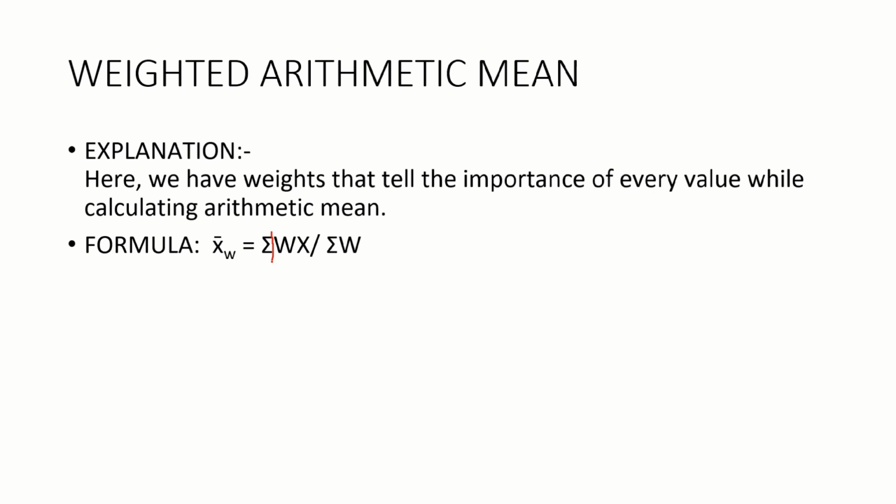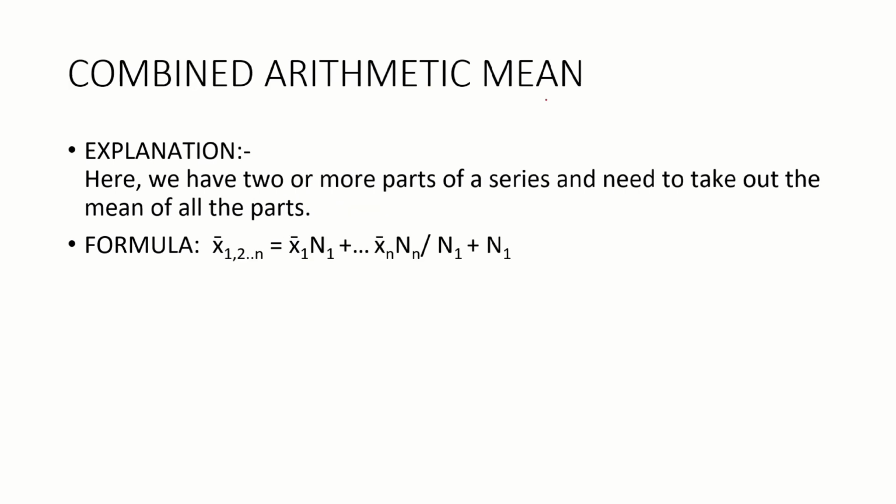Now, after that, there's combined arithmetic mean. What is the combined arithmetic mean? When we have two or more parts of a series and need to take out the mean of all the parts, that's the combined arithmetic mean. Here we have two or more parts of a series and we want to take out the mean of the entire series, not of the two or more parts, because right now we're focusing on the arithmetic mean of an entire series, right guys?